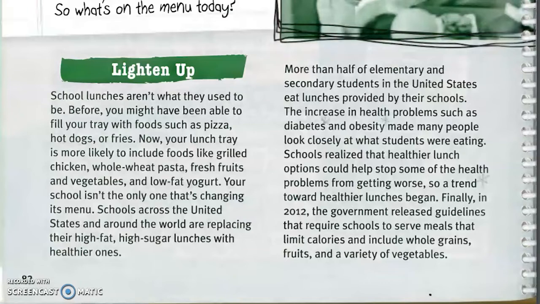But now I want to shift gears for a moment, and I want us to think about the text structure. We're going to focus on this section right here with this heading, Lighten Up. If we remember from reading the text just a few moments ago, this section talks about how school lunches have changed, not just in our school, but in schools across the United States. Now, if we remember correctly, there are 5 text structures, or ways that authors can organize a nonfiction text. Those include problem and solution, comparing and contrasting, description, sequence, and cause and effect.